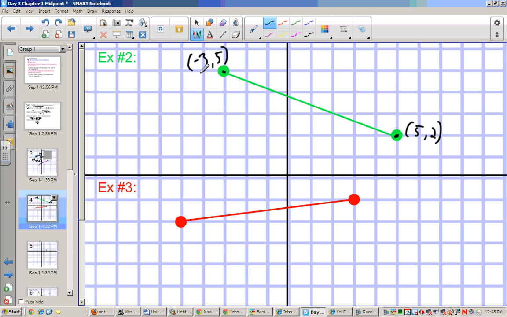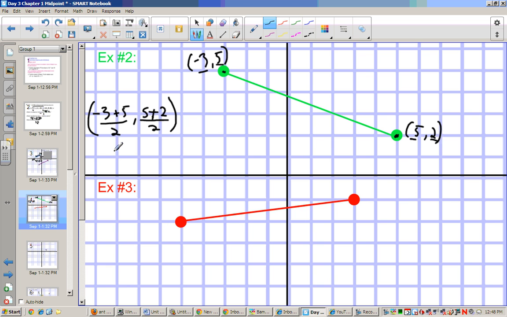So now we take the x values. There's the x and there's the x. And we add them together, and we divide by 2. Then we take the y values, 5 and 2, add them together, and divide by 2.